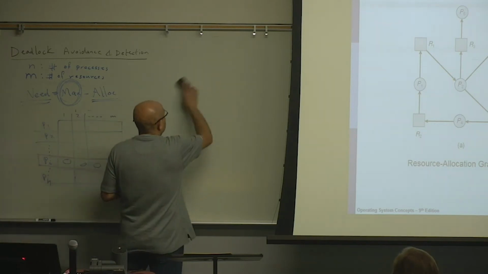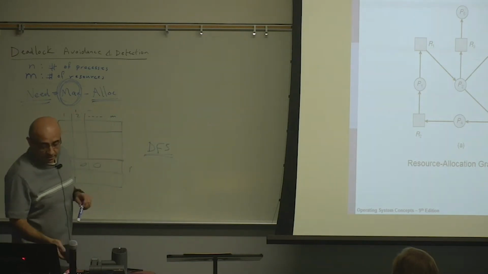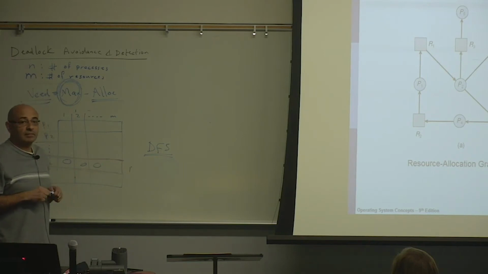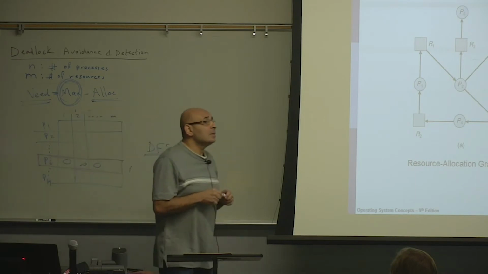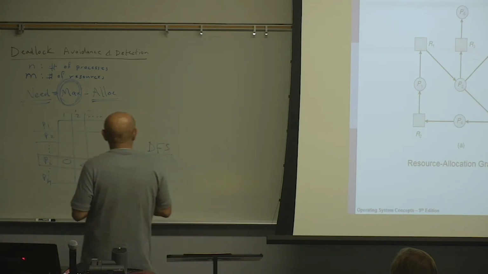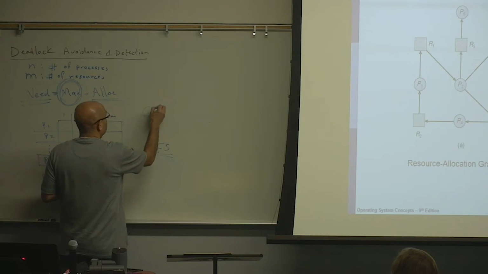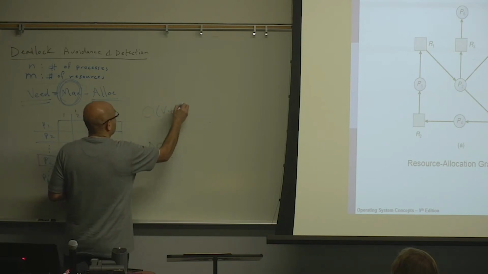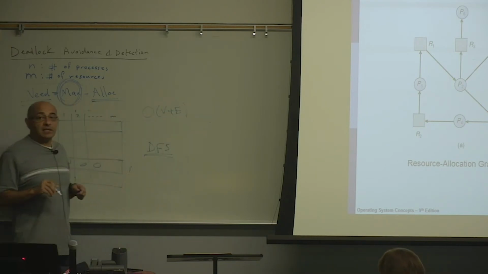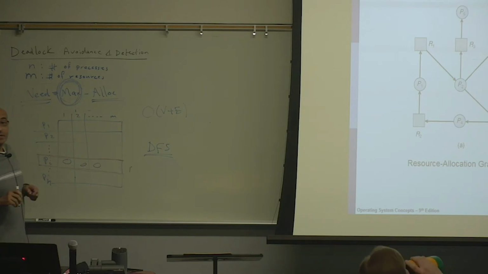And so what's the running time of DFS? V plus E. Yes, V plus E. The running time of DFS is V plus E, where V is the number of vertices and E is the number of edges.